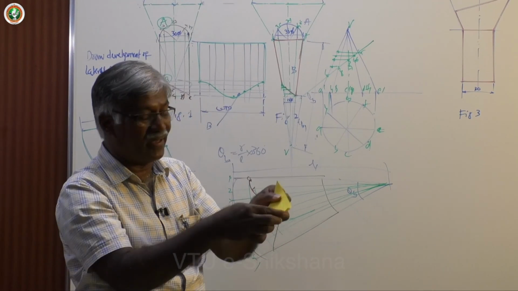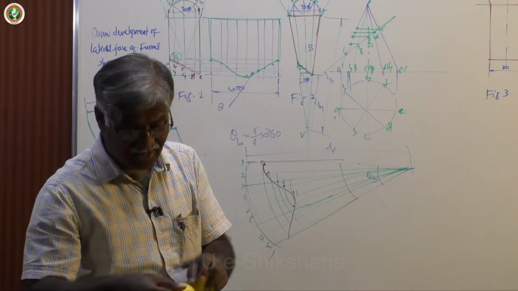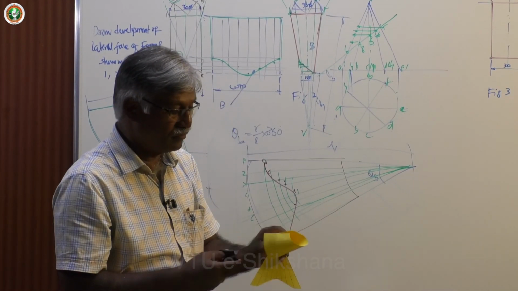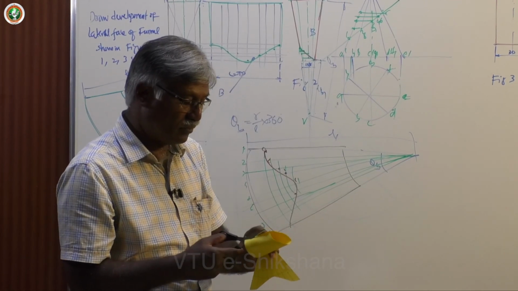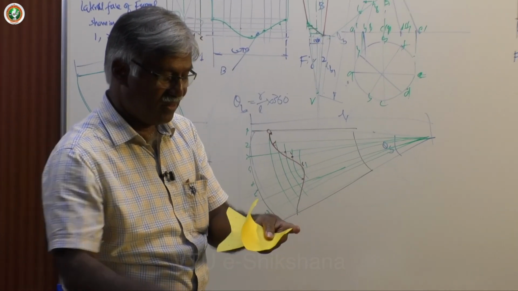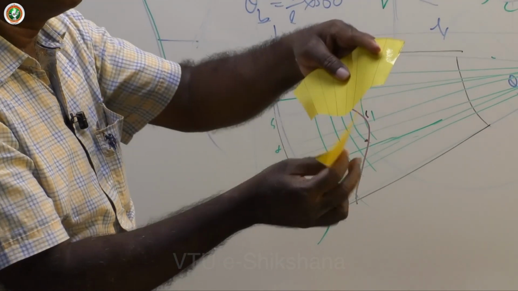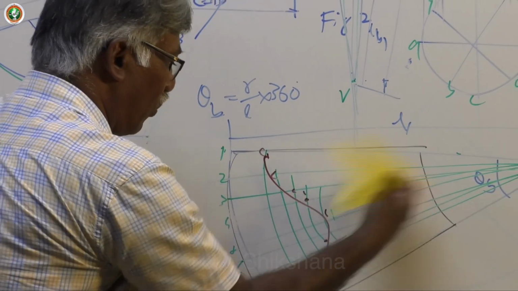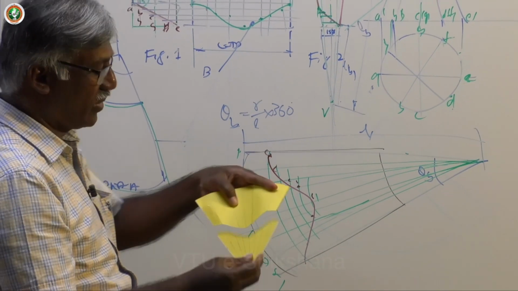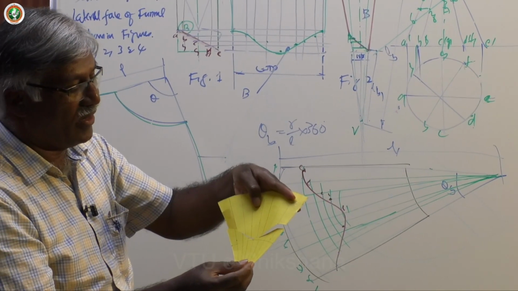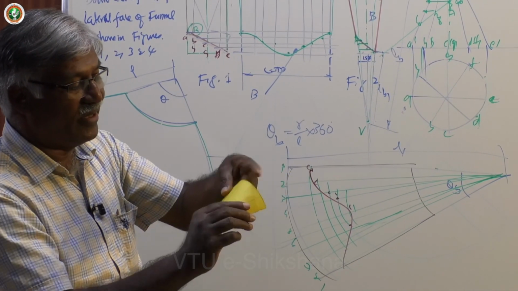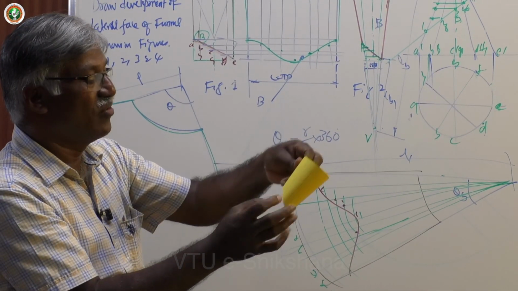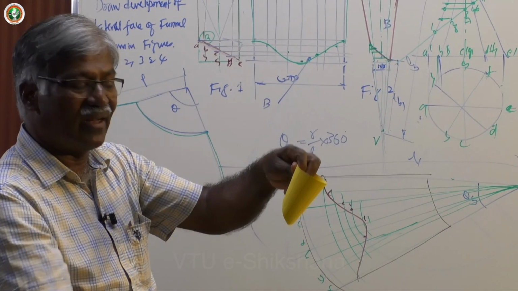See, this is the pattern. I have removed it from this and got the profile. Yes, this is the profile. This is the one which I removed. This portion is to be removed. This is to be retained. So this is the development. Now I will remove it and then fold it. I will get the truncated one. So this is actually a frustum of cone, again truncated.